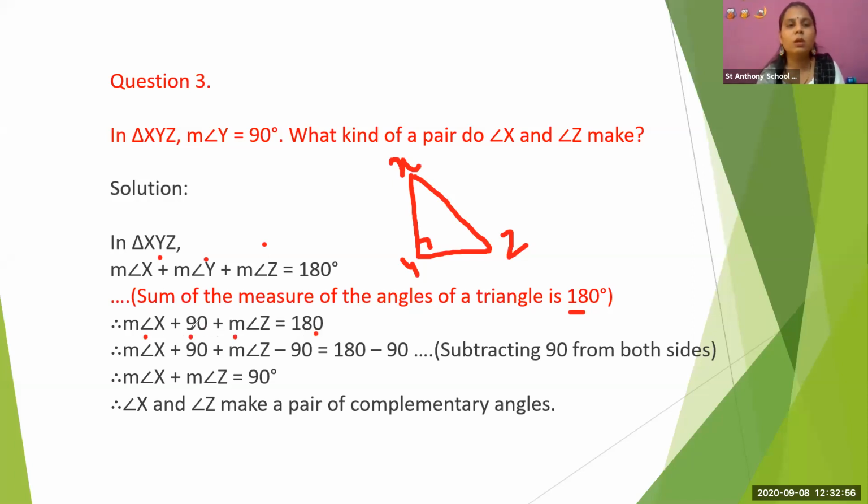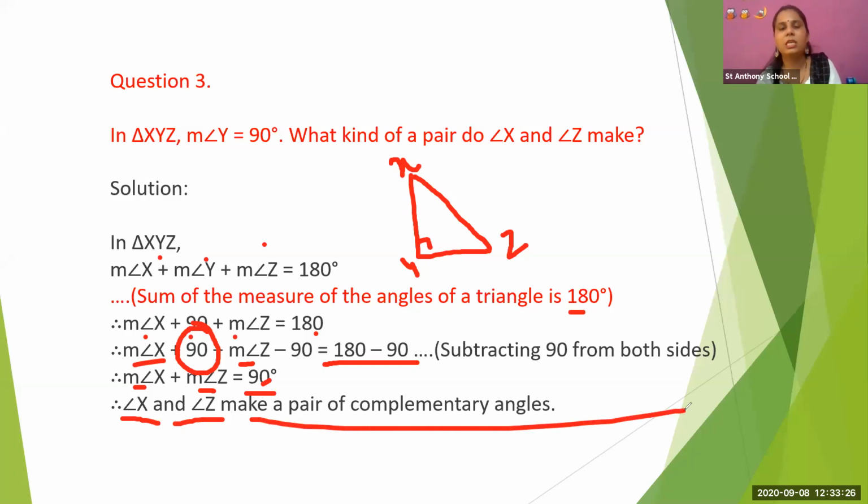Now we don't want this 90 with angle X and angle Z. Why? Because we have to find the value of angle X and angle Z. So angle X plus angle Z is equal to 180 minus 90, because 90 gets shifted to the right hand side. So 180 minus 90 equals 90 degrees. Therefore the measure of angle X plus angle Z is equal to 90 degrees, and we know that angle X and angle Z make a pair of complementary angles. Now I am going to explain this same thing on the whiteboard.